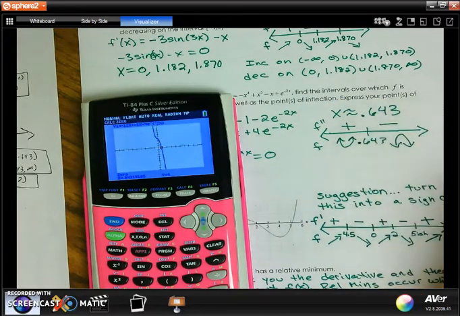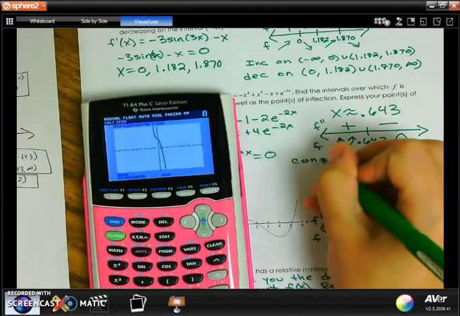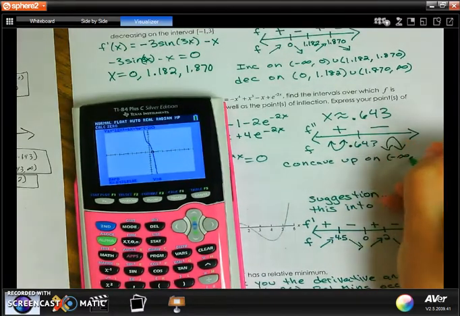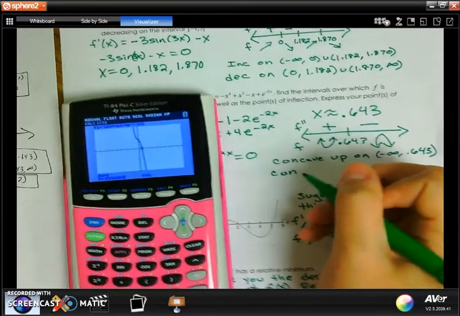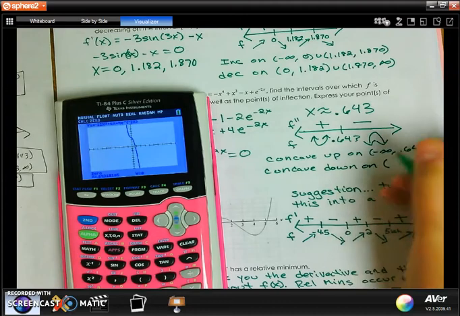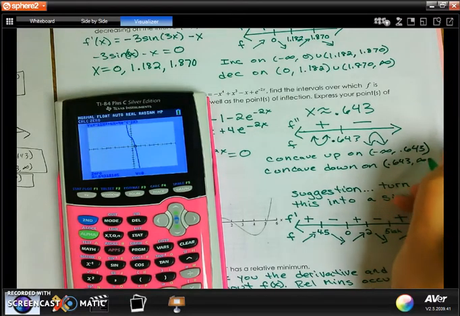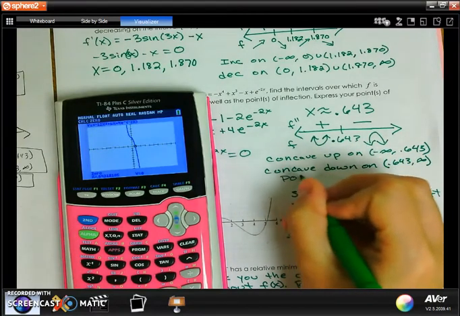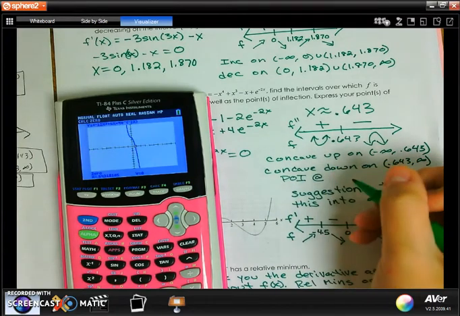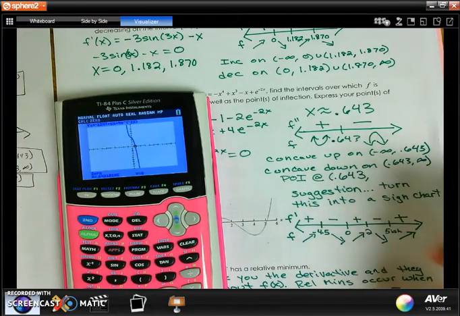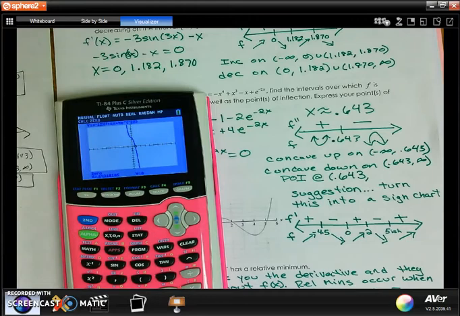And after that, it was concave down. So I can conclude that it is concave up on the interval negative infinity to 0.643, and I can also conclude that it is concave down on the interval 0.643 to infinity. Because it did switch concavity, I can conclude that there is a POI at 0.643.